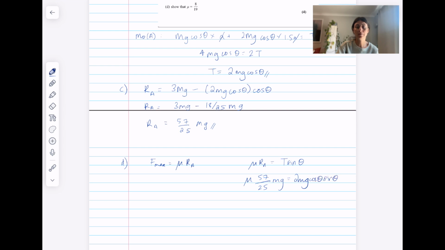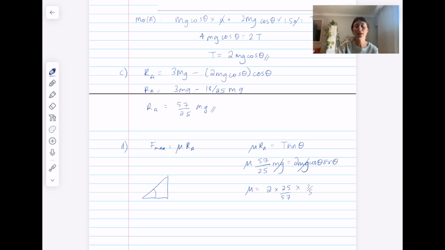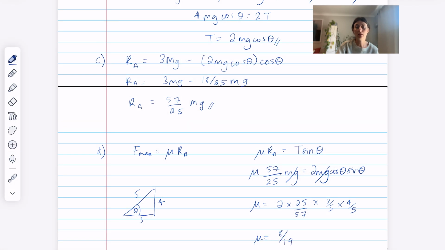Cancel the mg's, and then find an exact value for sine theta using your special triangle. If cos is 3 over 5, then sine will be 4 over 5, leading us to 8 over 19 as required.